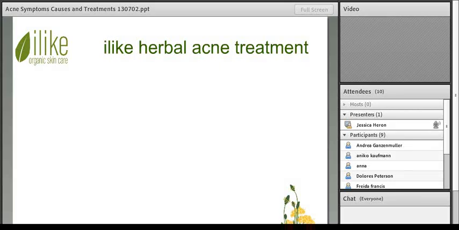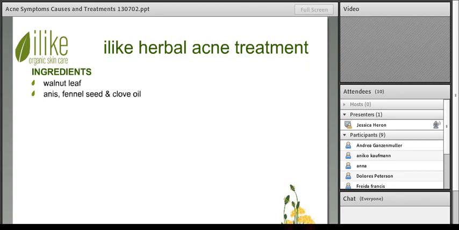And then you have your ilike organic treatment products as well and ingredients. So let's overview what ilike organic skincare offers you. We have a lot of different herbs that we use in our ilike organic skincare products, and also treatment and treatment facials that will assist you with treating your clients.